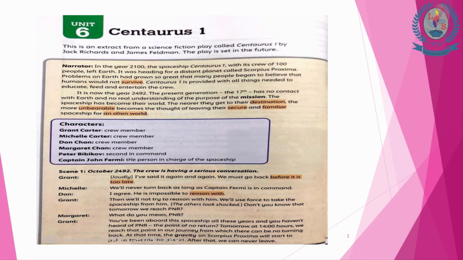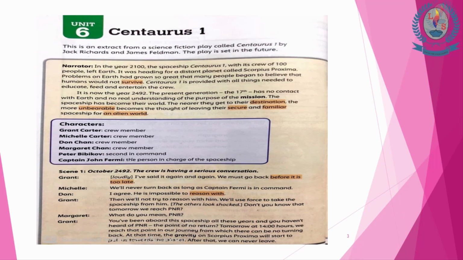Okay, children, now tell me, do you know who is a narrator? The narrator is the person who tells the story here. As the narrator tells, this incident has happened in the year 2100. A spaceship named Centaurus 1 has left Earth with a crew of 100 people. The name of that spaceship was Centaurus 1, and 100 people left with that spaceship. So they have planned to reach a distant planet called Scorpius Proxima.